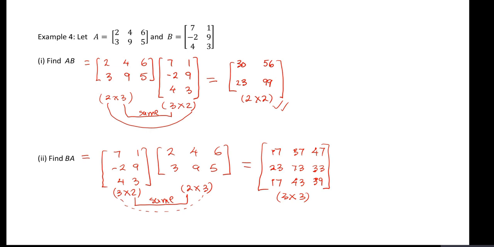But what is important about doing this? Well, I have A and B. In other words, when I multiply A times B and I turn it around and I multiply B times A, I do not get the same answer. In other words, matrix multiplication is not commutative.